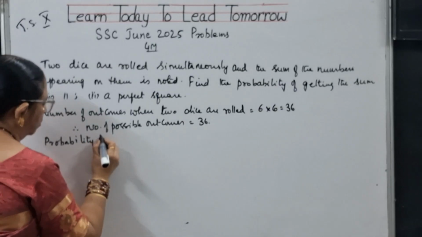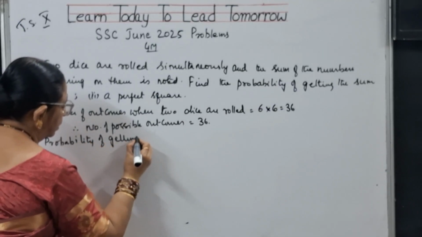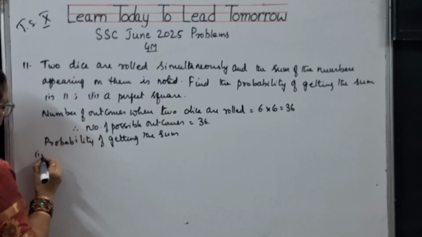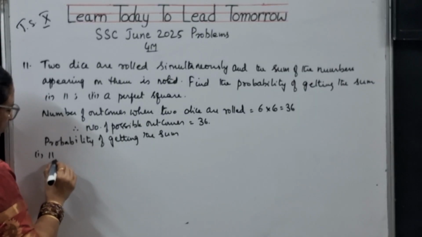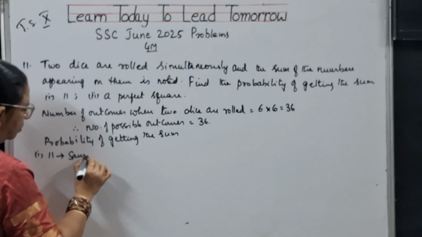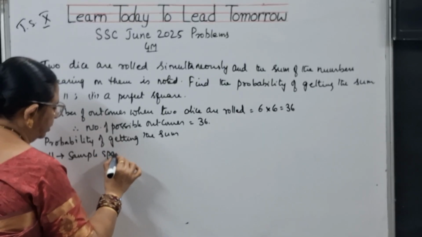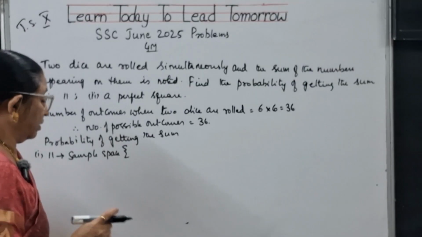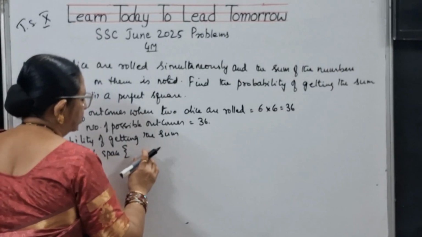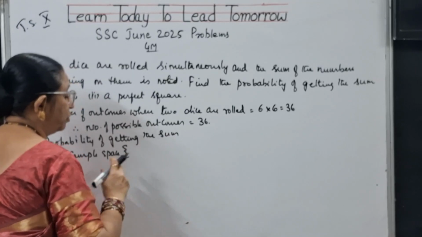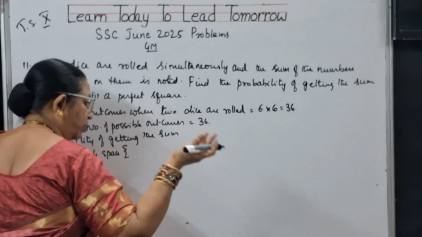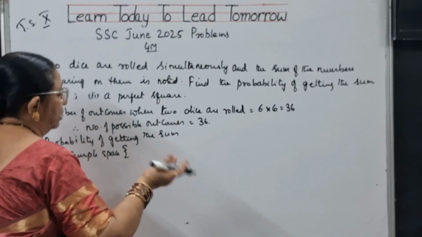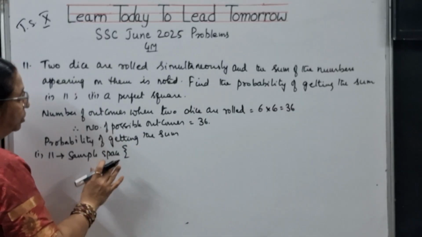So the question is the probability of getting the sum, first bit I'll do, that is 11. 11 means what is the sample space? What is the sample space, children? Two dice, when they add, you need to get 11. So suppose if one is there with 1 comma 1, 1 comma 2, 1 comma 3, if you do like that, even the last one is 7. So with 1 you cannot get it, and with 2 also, 2 comma 6 is 8. Even that we don't get it.